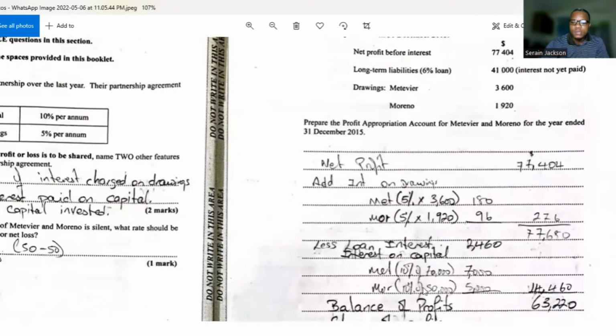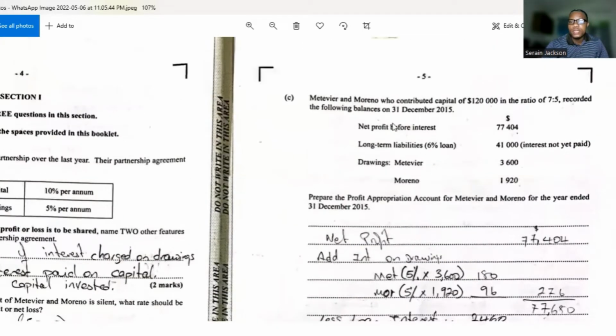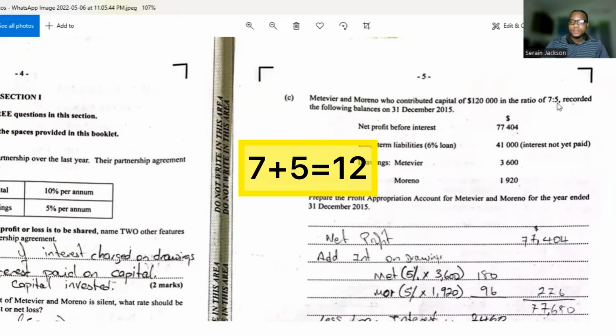How did I get 70,000 for Metivier and 50,000 for Moreno? These are the capital figures. How did I get that though? If you look up top here, it says the overall capital contributed by both partners is 120,000, in the ratio of 7:5. What that means is you add the 7 plus the 5, and you get 12.